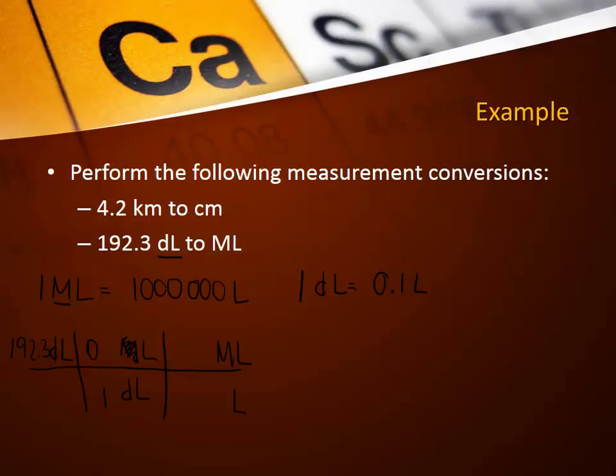1, 0.1, 1 million, and 1. So that gets us 119.23 over 1 million. When you divide that, you get 0.123341923 megaliter. And that's our final answer. Oh, wait. Yep, we're good.